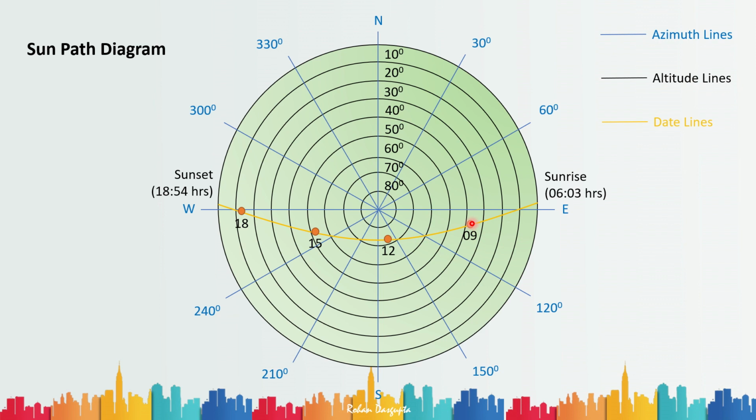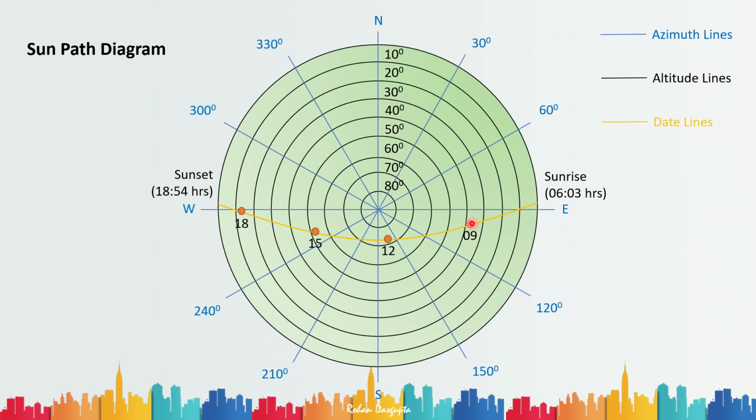Okay, so this is one date line. That means on one particular day, any particular day, it will look like this. Now, as you know, the earth rotates, which causes day and night, as well as the revolution, which causes the seasons. Now there are two extremes. One is the summer solstice and the other is the winter solstice.